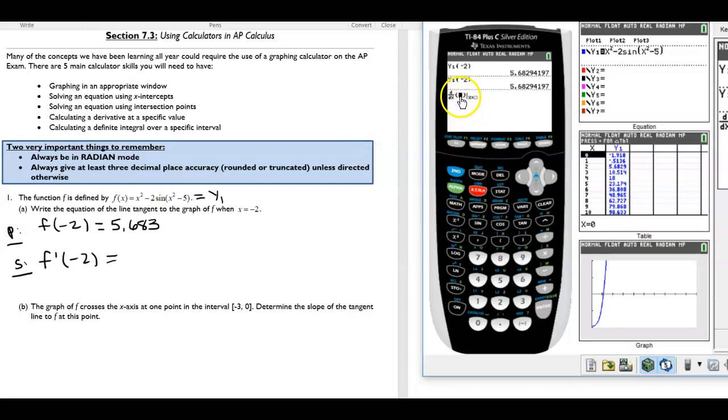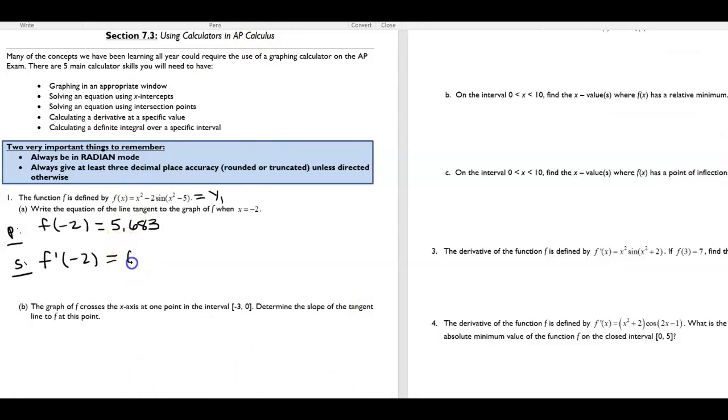My function here is y1, so I'm going to either hit the variables button or I can do the shortcut alpha trace y1, and then this is at x equals blank. This x will automatically fill in when you fill in your first x in d/dx. This is where I want to take the derivative at, so I want to evaluate that at -2. And so I get 0.3224.